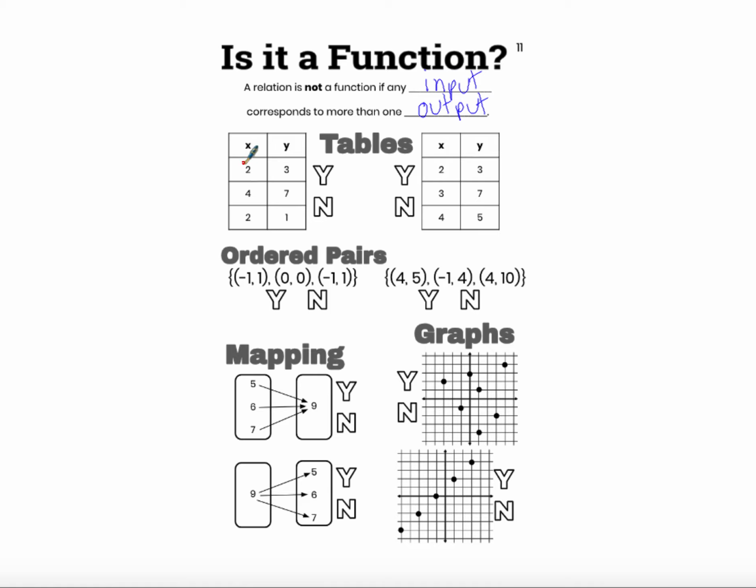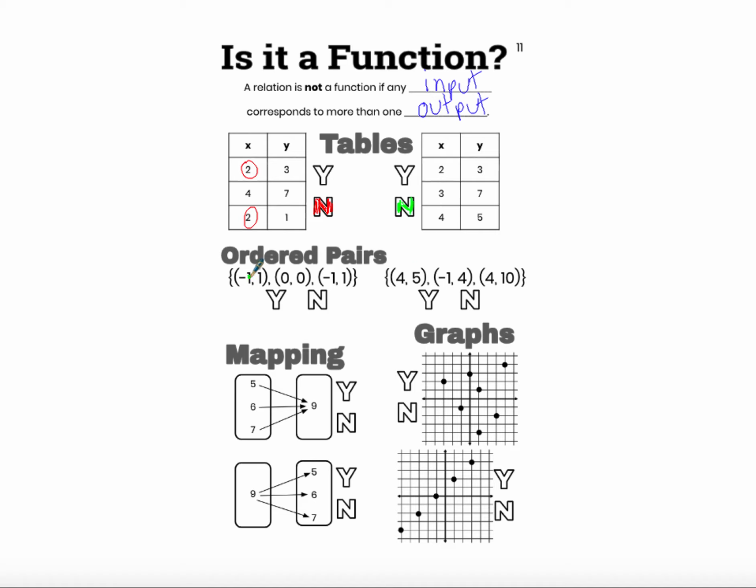The same input x gives me different y's. This is not a function. 2 gives me 3, 2 gives me 1. Input of 2 does not give me a predictable outcome, a predictable output. 2 can have 2 different y values, not a function. Here, different inputs, 2, 3, 4. Each input has one output, definitely a function.